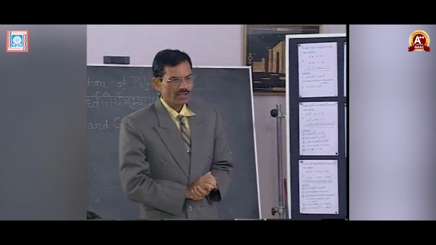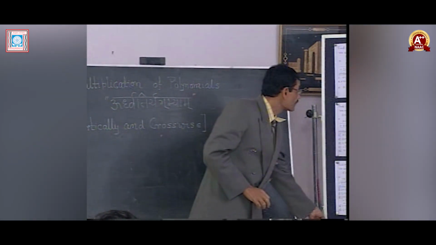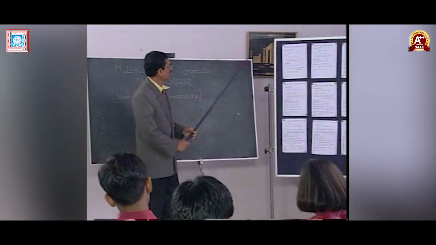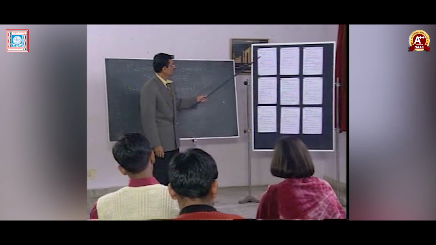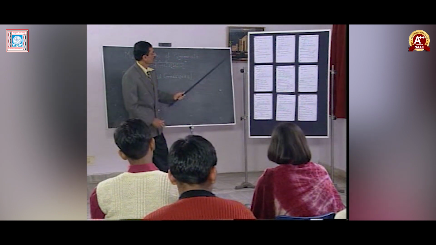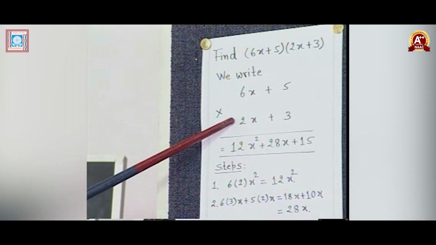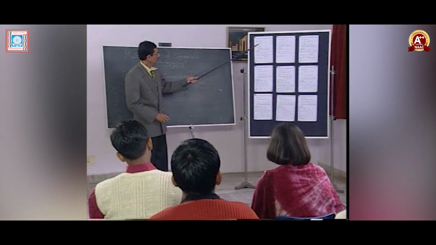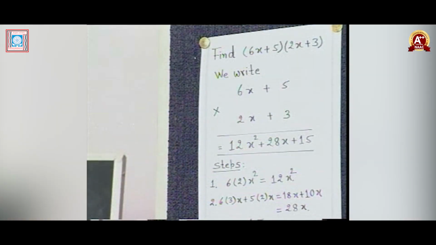Let us study by the examples. Example 1. Multiply 6x plus 5 into 2x plus 3. We write 6x plus 5 into 2x plus 3, one below other. Now observe the steps. First, urdhva multiplication or vertical multiplication. First step, 6 into 2, that is 12, x into x, x square, that is 6x into 2x, 12x square. That is our first step of the answer.